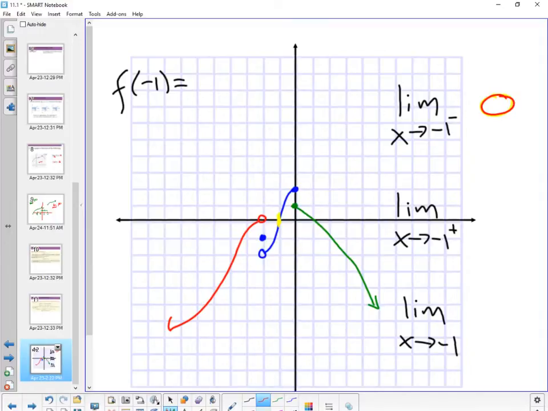Now let's approach from the positive side. What is my limit? 0. Now I'm coming this way, I'm approaching -1. It's 0. Now, what is the limit as x approaches -1? It is 0, because they're approaching the same value on the left and the right here. Question, what is f of -1? It is also 0.